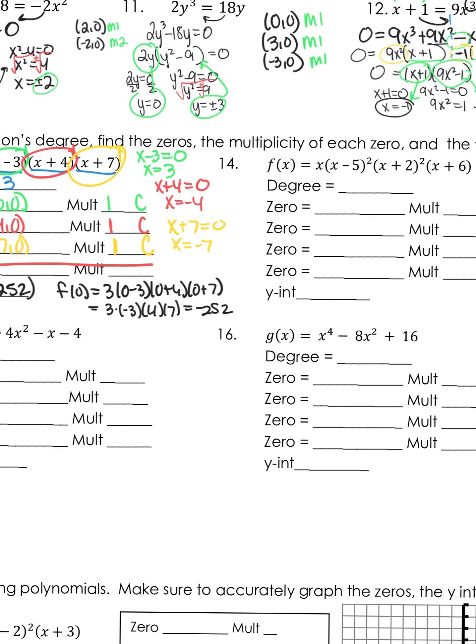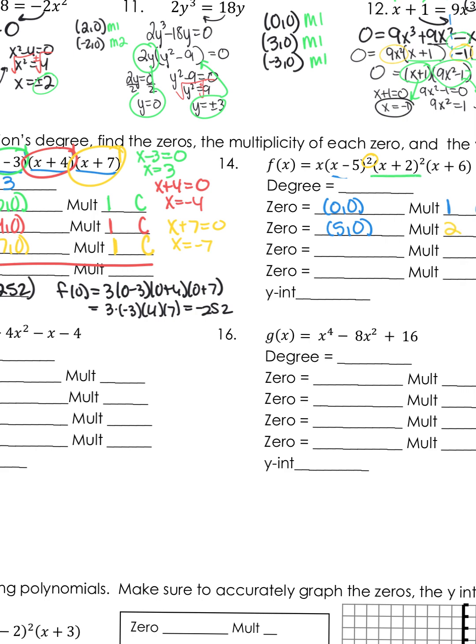All right, for number 14, you'll set each of the factors equal to 0. Just don't forget about this guy. You still have to set that equal to 0. So you'll get 0, 0 for that guy. It only happens once, the multiplicity of 1, which will be a cross. For this guy, if you set it equal to 0, you'll get 5, 0. That has a multiplicity of 2 up here. So that will be a bounce.